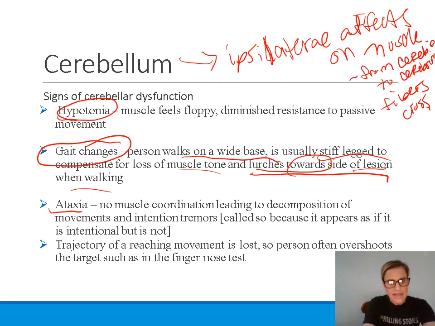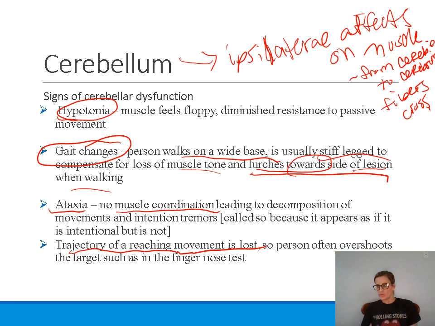Ataxia can occur. Ataxia is just a loss of muscle coordination, and this leads to decomposition of movements, so a breakdown of movements, and also intention tremors. These are tremors, but the reason we call them intention tremors is because they look like an intended movement. The trajectory of a reaching movement is lost. So you lose control of what you're trying to point at or grab, where you're trying to place your hands. This is what we do the finger nose test for.